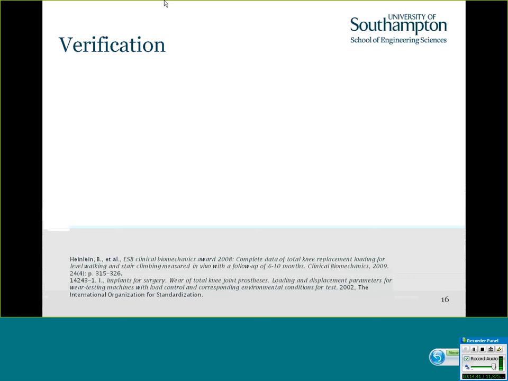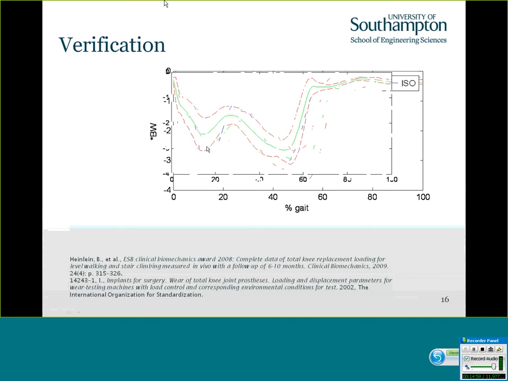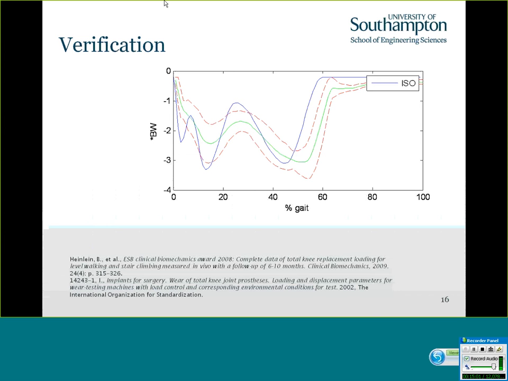If we continue to look at the verification, this is axial loading at the knee joint. We have the force in body weight down the left, and this is percentage of the gait cycle. And we can see that we peak at around 3 times body weight for axial loading. When we take data from the literature, such as the ISO loading for wear simulation, we find it's a very similar pattern in loading, albeit a slightly different time phase for the percentage of stance during the gait. So their stance ends at around 55%, whereas ours lasts around 63%. But the magnitudes of loading are very similar.